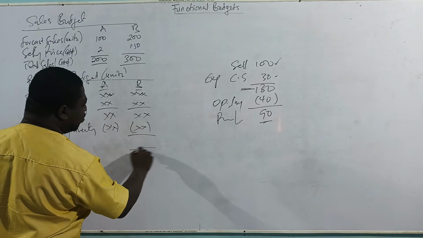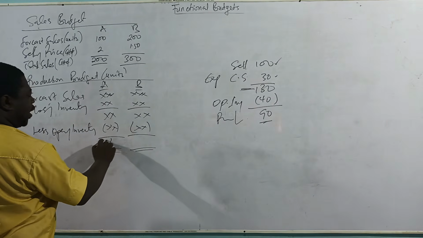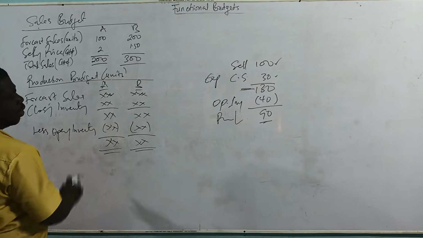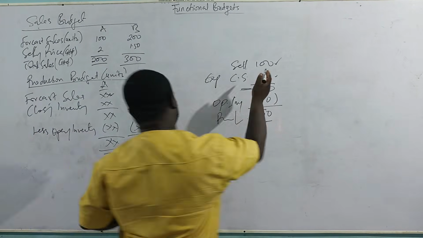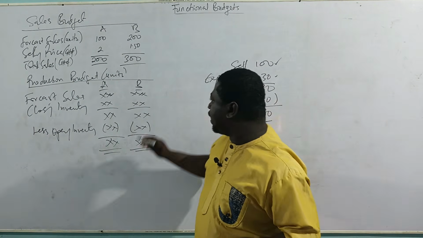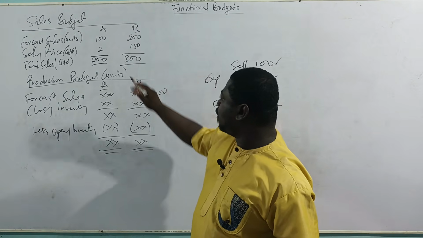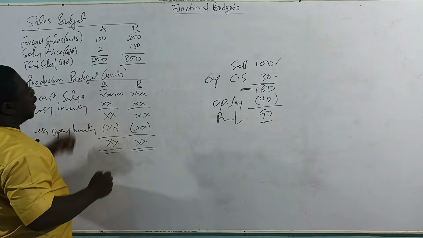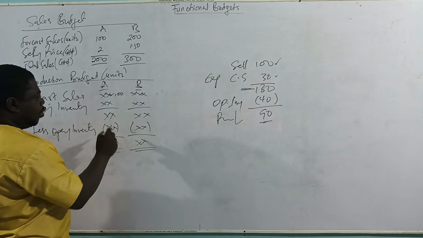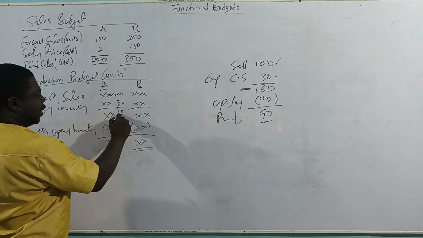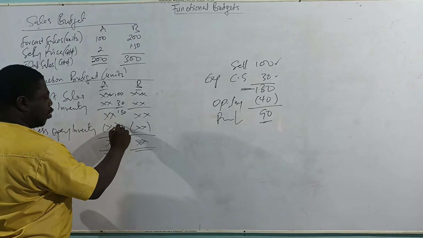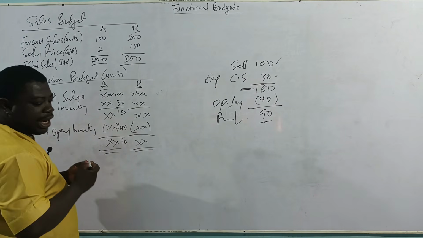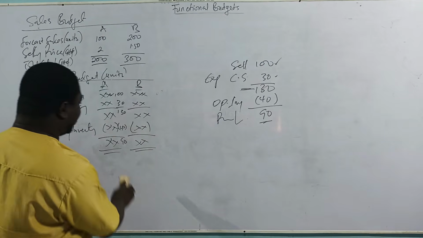So let me put that in bracket. So the final answer becomes the production budget in units. If I want to use this scenario, then the forecast sales for product A was 100, then the closing stock is 30, so it gives us 130. Then we take out opening stock of 40, and that gives us 90. So it's the same order, but I'm using the XXS to explain to you.